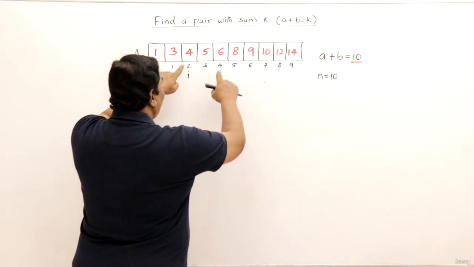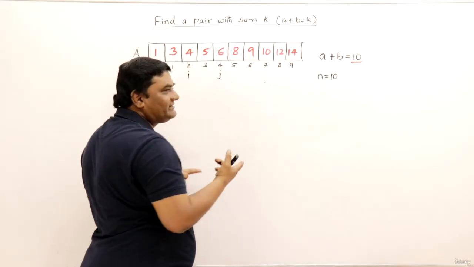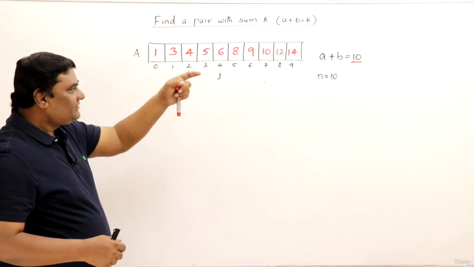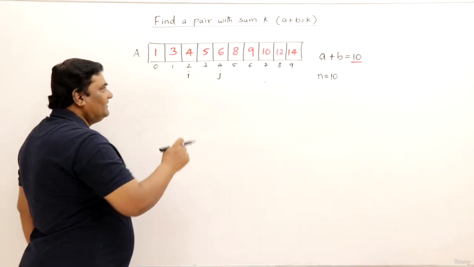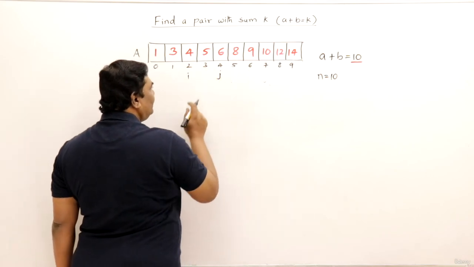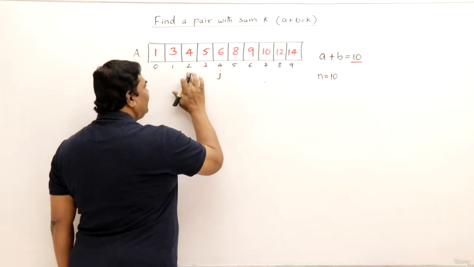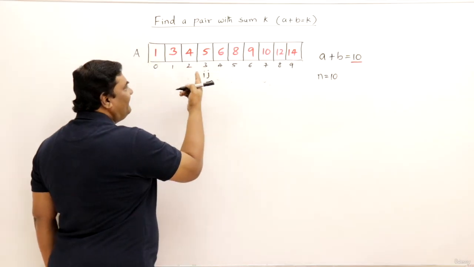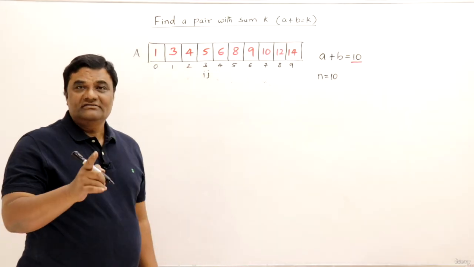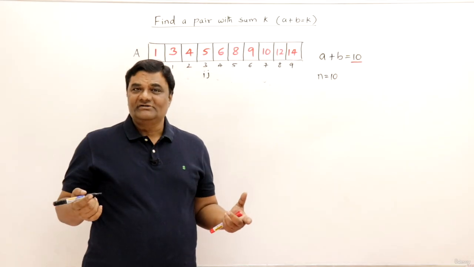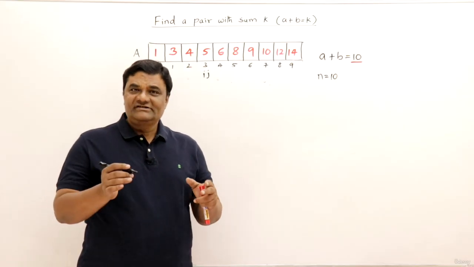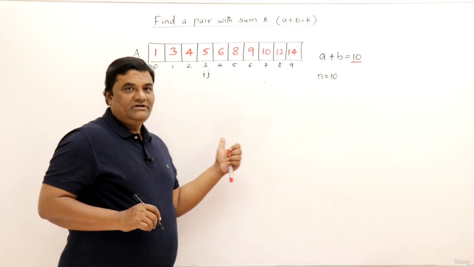Now check them. 4 plus 6, yes, there is one more pair of elements whose total is equal to 10. Then, as we got a pair, increment i and decrement j. Now they have met at the same place, on a single element, so pairing is not possible. So stop the procedure. So this is the procedure. Let me write the code and show you.